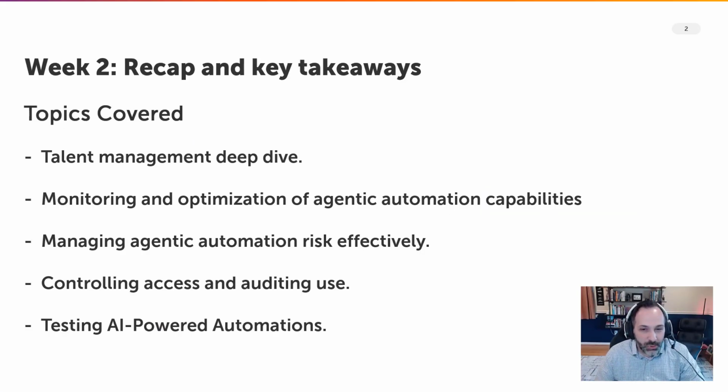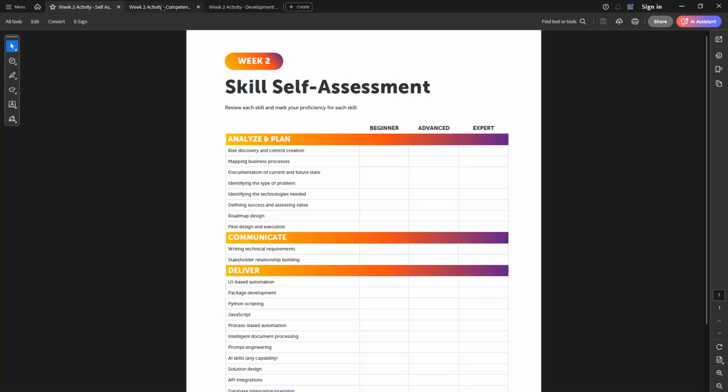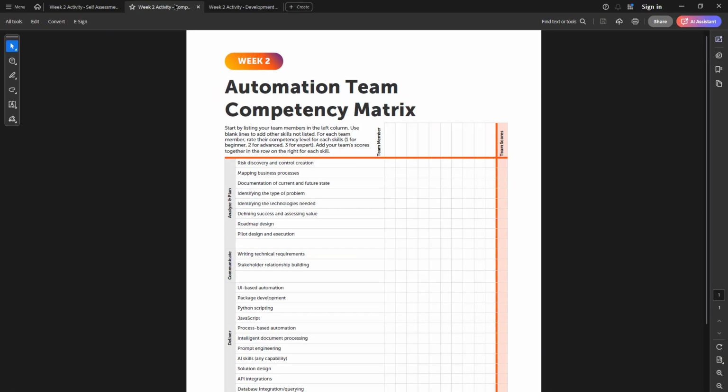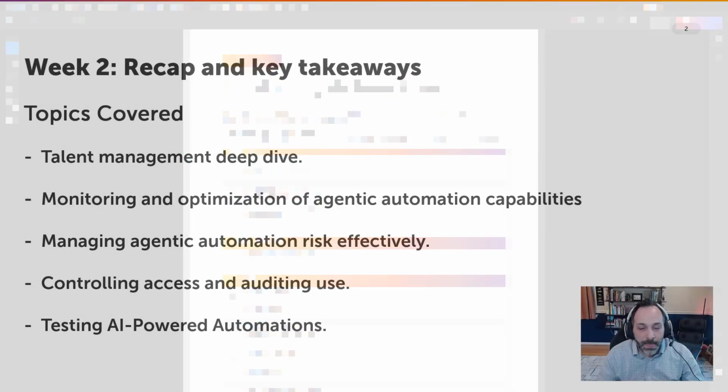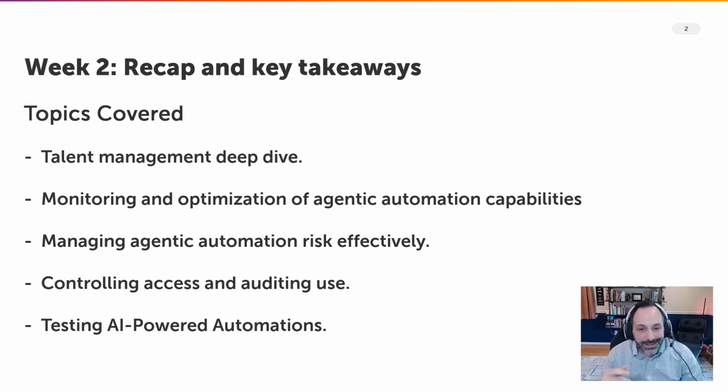In Week 2, we covered quite a few topics ranging from talent management to team building, all the way to the philosophy of testing. And with talent management, we talked not just about how to upskill an individual like yourself, but how to level up your entire team for APA success. We also talked about identifying the skills required for those interacting with AI.